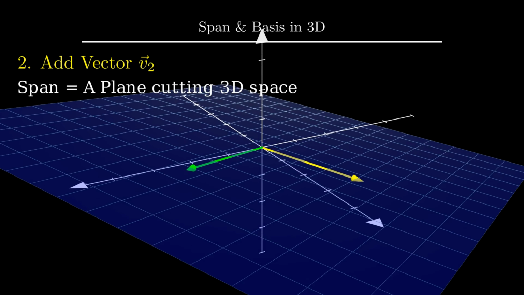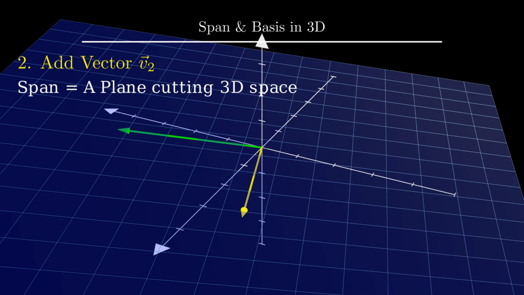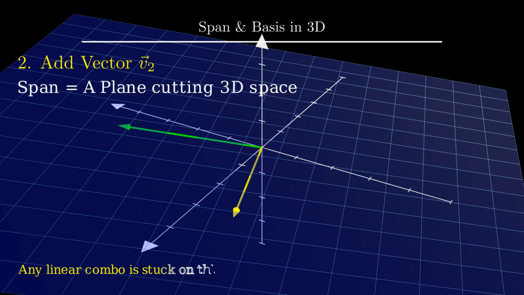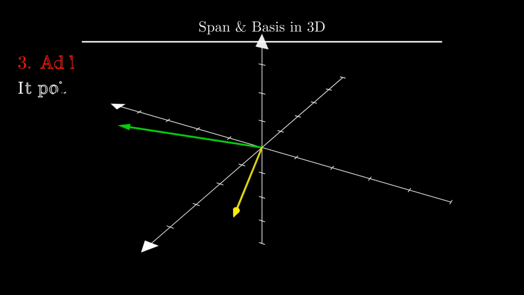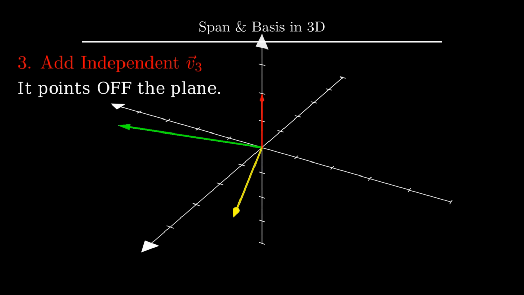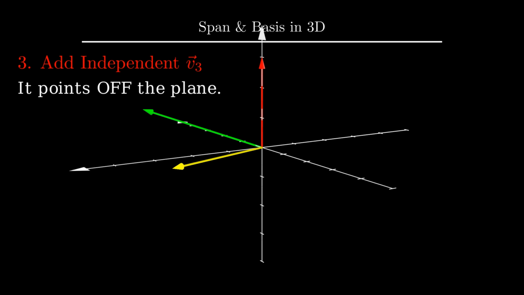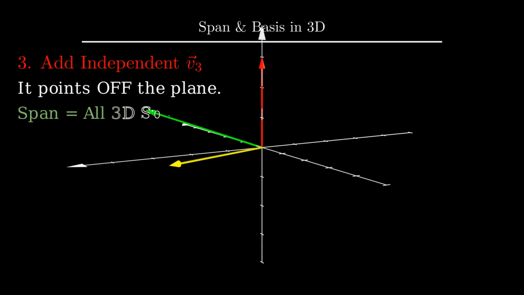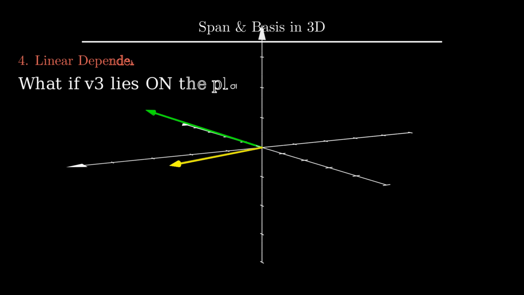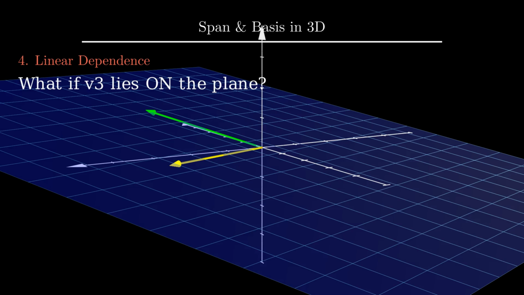To span the full 3D universe, we need a third vector that breaks the pattern. One that points off the sheet. This independent set is what we call a basis. But watch out. If that third vector falls flat and lies on the plane, it creates a trap. It adds no new dimension. It is linearly dependent, and our span collapses back into 2D, failing to build a true 3D basis.